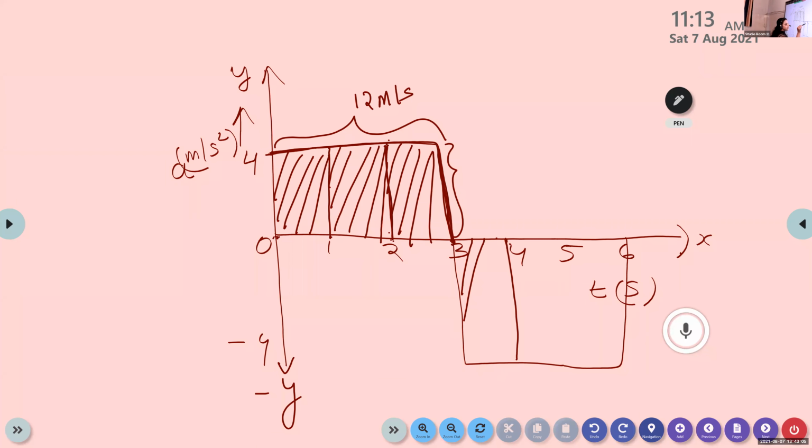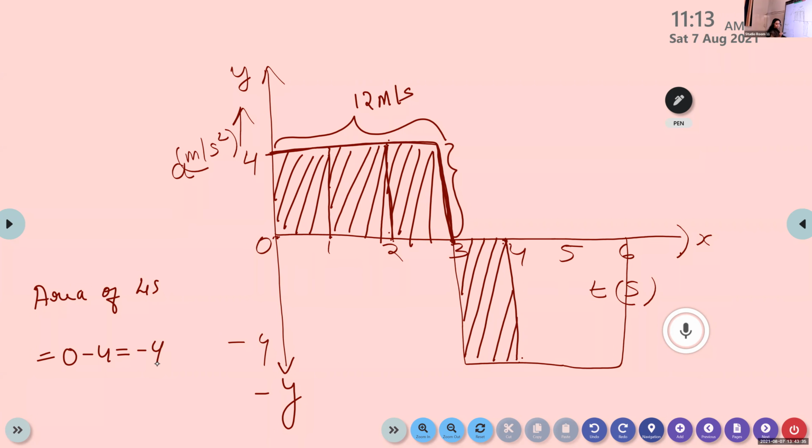So what about the area corresponding to this 4 seconds? Area of 4 seconds is equal to, again, length into breadth. Here the length is the same, that is from 0 to 4. What is 0 minus 4?